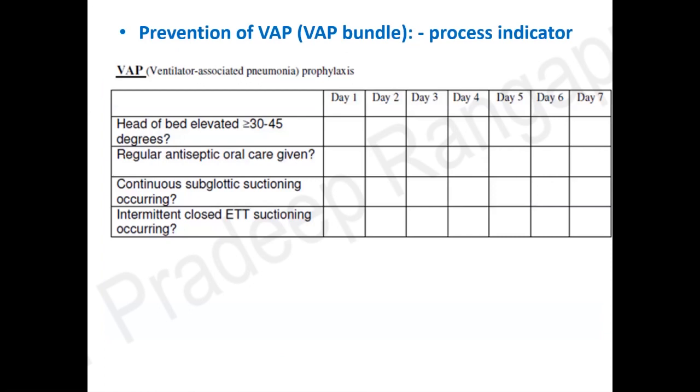So then we'll move to how about adopting this VAP bundle. So this is the typical VAP bundle that we have in our hospital. And this is a process indicator.